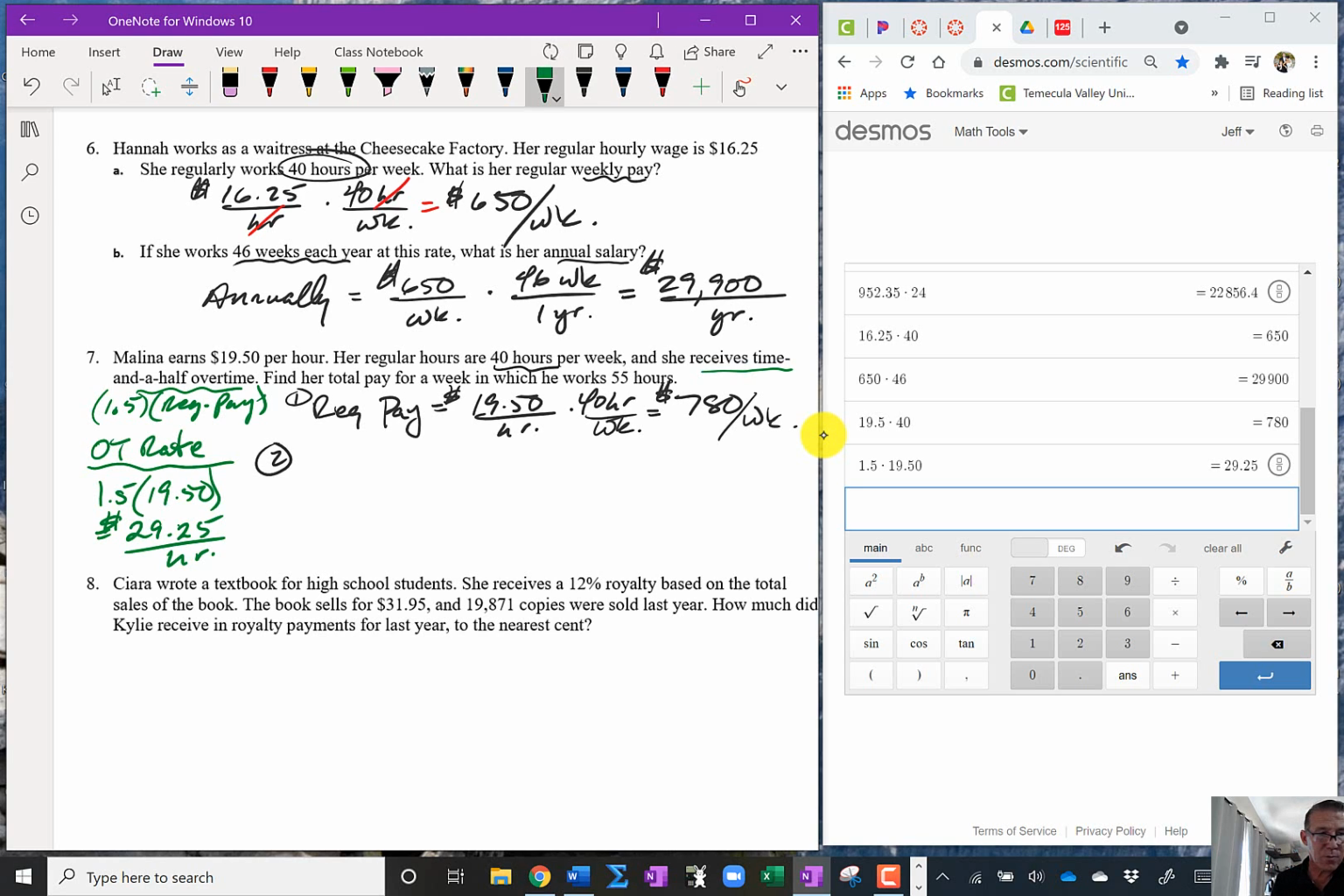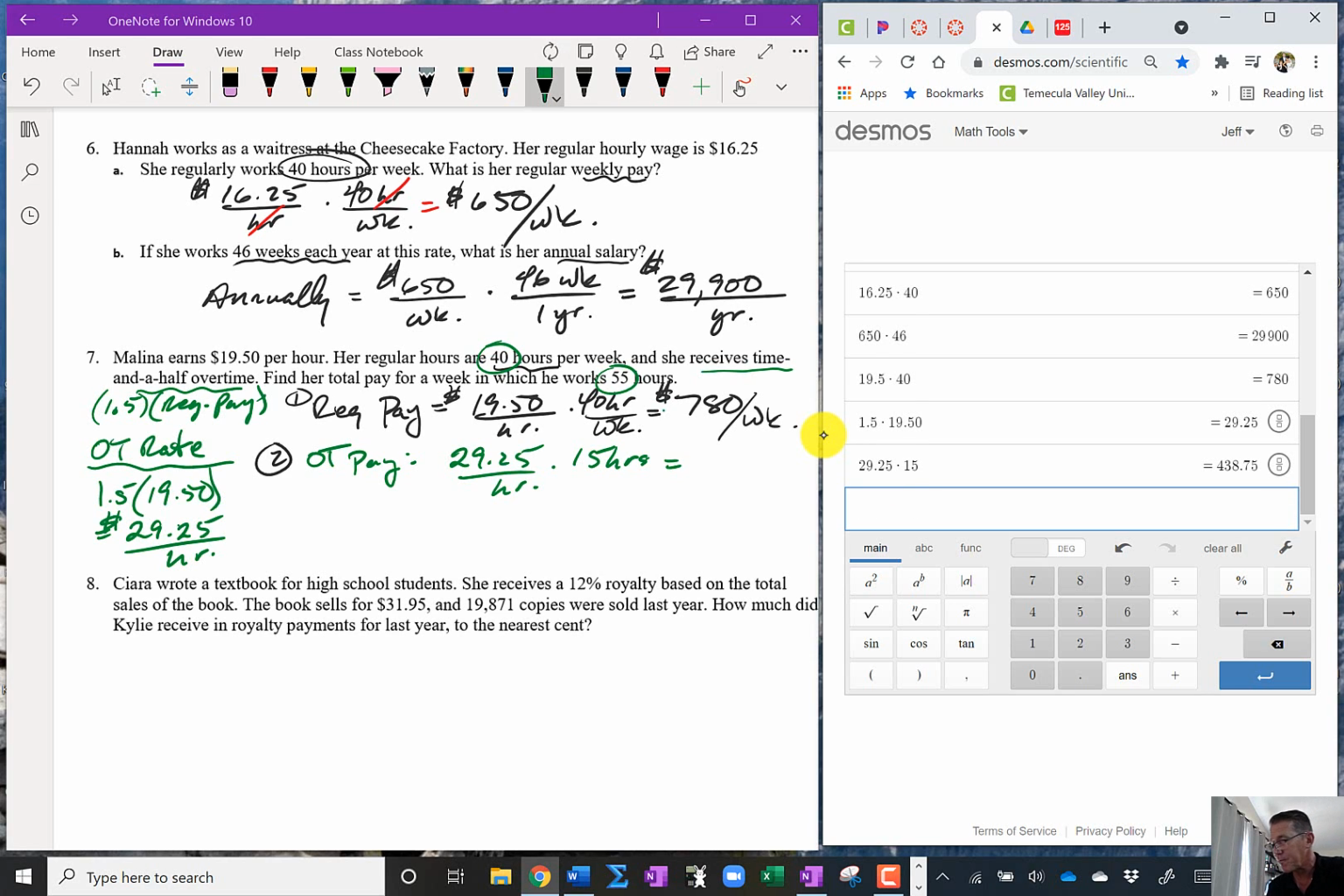So what we need to do is figure out the overtime pay. Her new rate is $29.25 per hour. If you compare 40 and 55, she works 15 hours overtime. So we multiply the $29.25, her overtime rate, by the number of hours worked. In this case, she works 15 hours overtime because 55 is 15 more than 40. And then she makes $438.75 more. So $438.75 is her overtime pay.